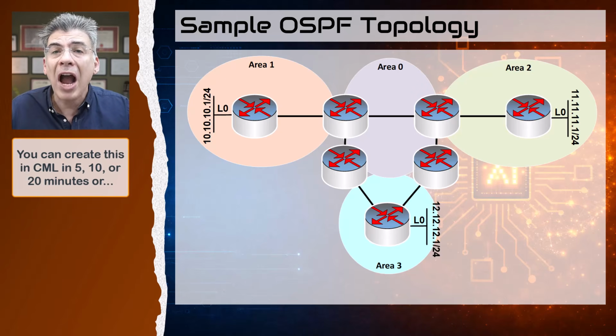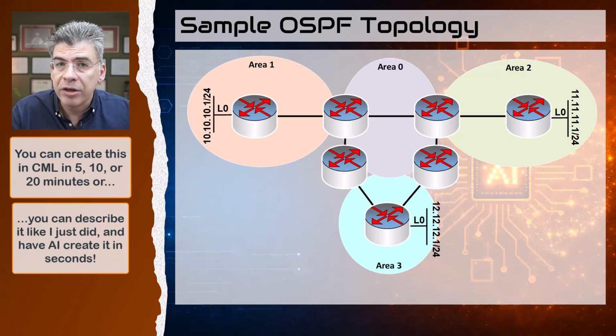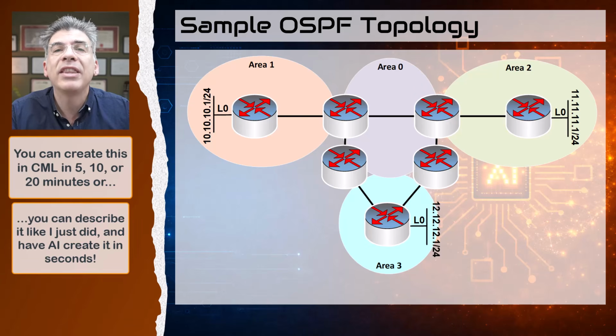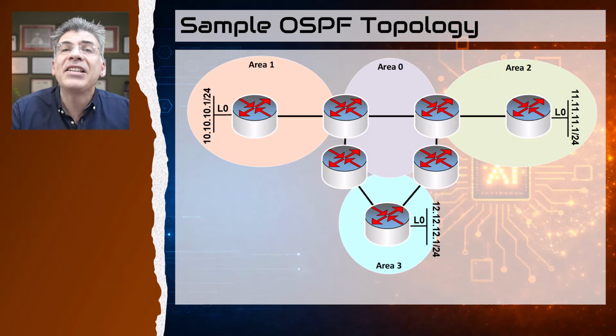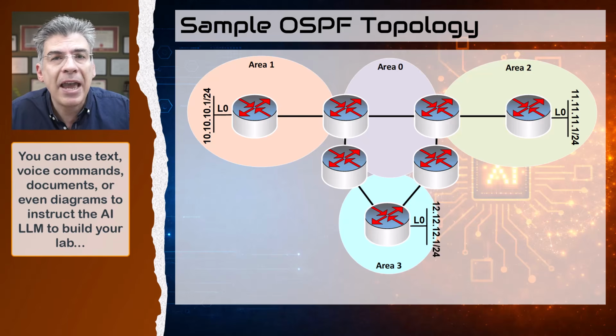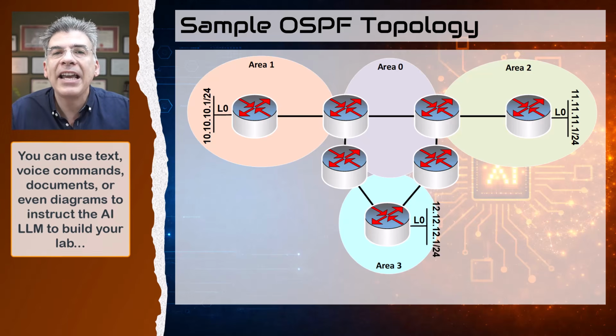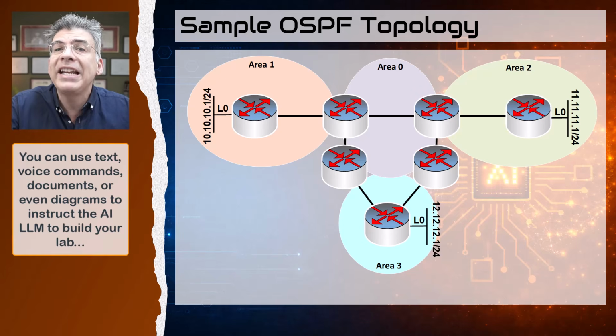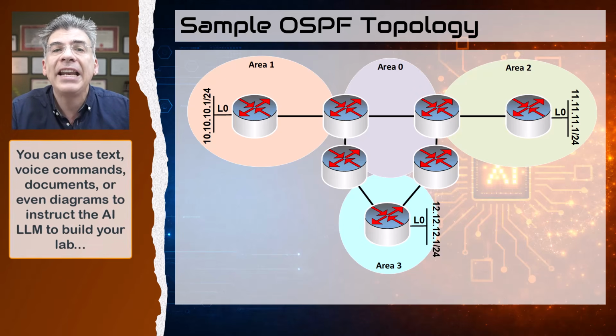Alternatively, you can describe this lab topology in words, just as I have done now, and you can have AI create this in your CML lab within seconds. And get this, you can either write it out or even give voice commands, just like any other AI interface, or even upload images with your topology to support and add additional context and info.